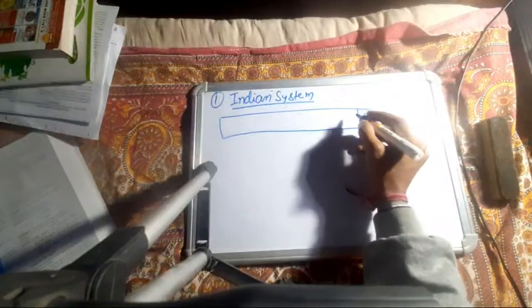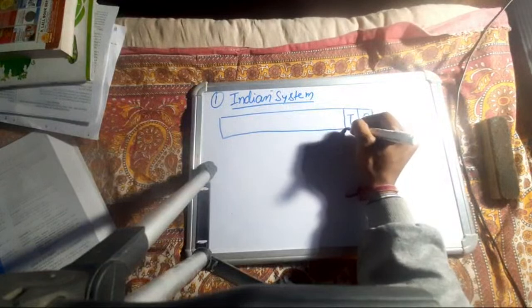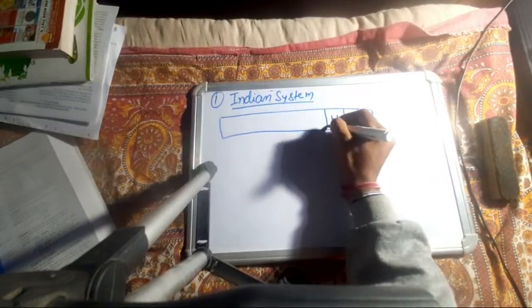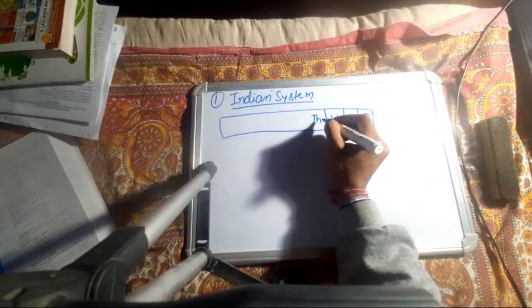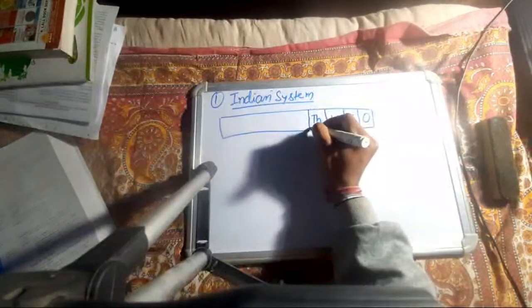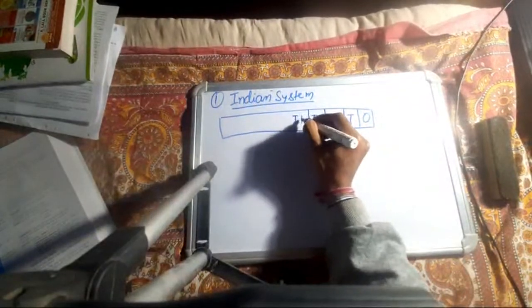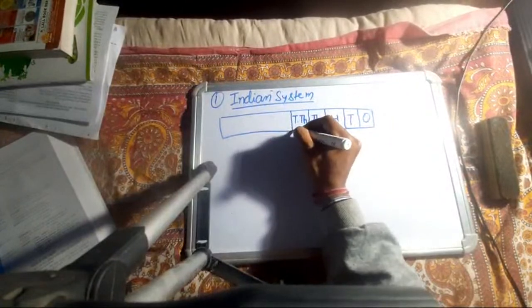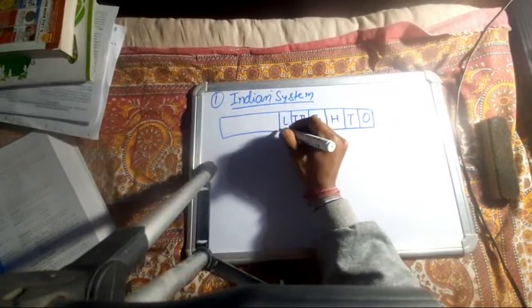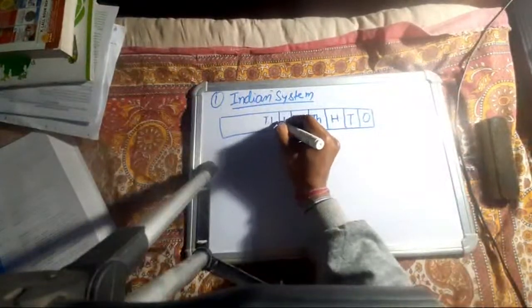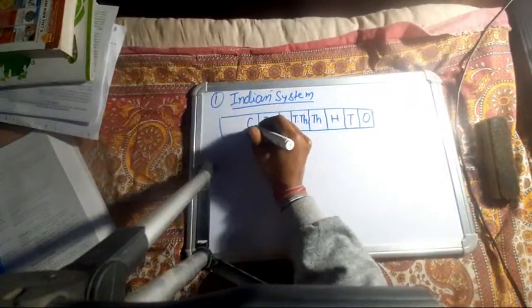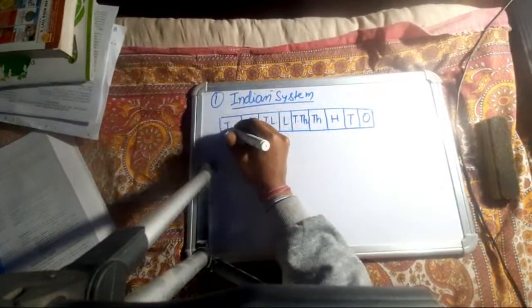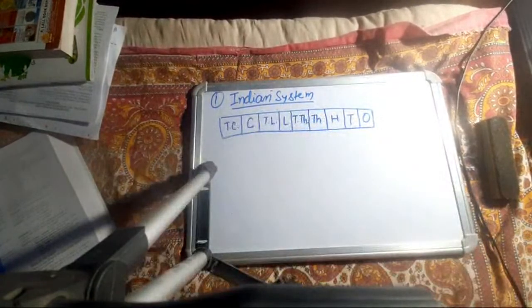Then after this, tens, 100, 1,000, 10,000, lakh, 10 lakh, crore and 10 crore. These are the basics of Indian number system or Indian system of counting.